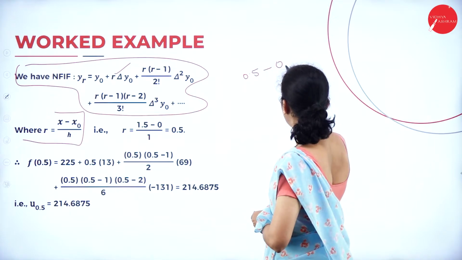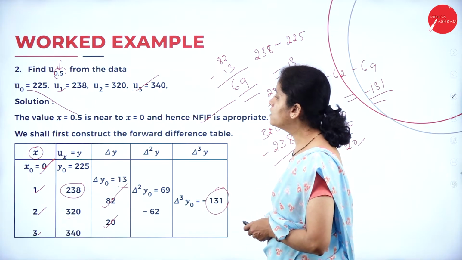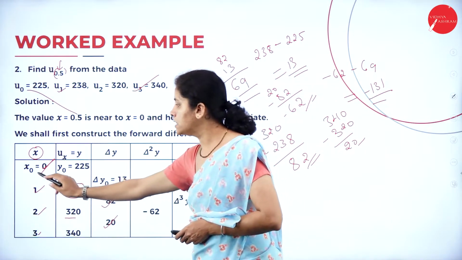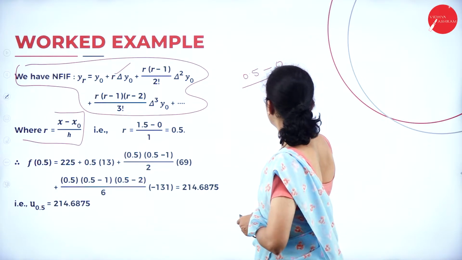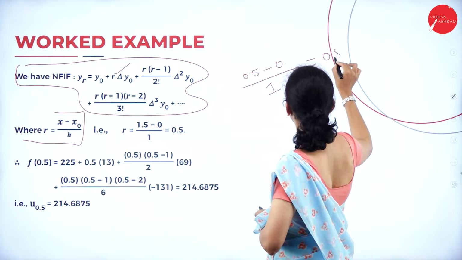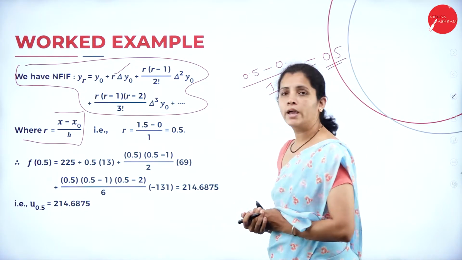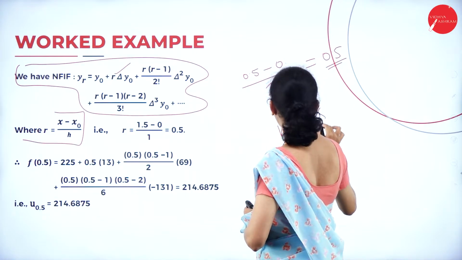So 0.5 divided by h, and what is h? That is nothing but the interval. So here h is nothing but 1. So what is the answer? It is 0.5. Okay, now I got r equal to 0.5.